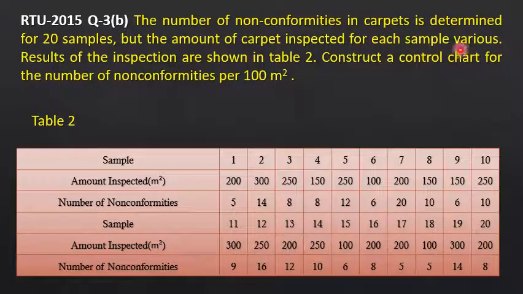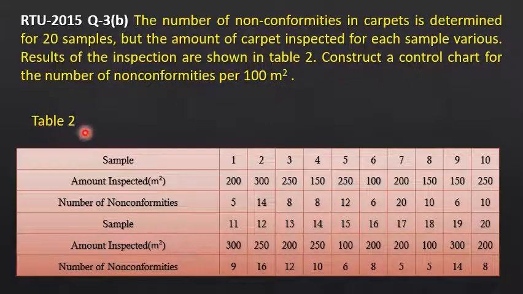Here the sample size varies. Till now, in whatever examples we saw, the sample sizes were fixed, but in this U chart example, we can see that the sample sizes vary. Now the results of the inspection are shown in table 2. Construct a control chart for the number of non-conformities per 100 meter square.